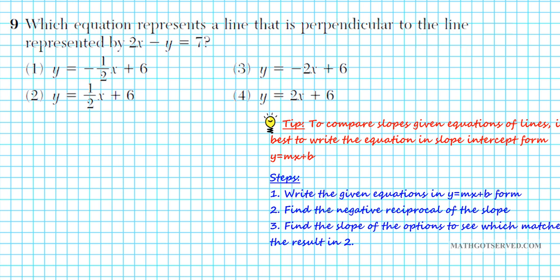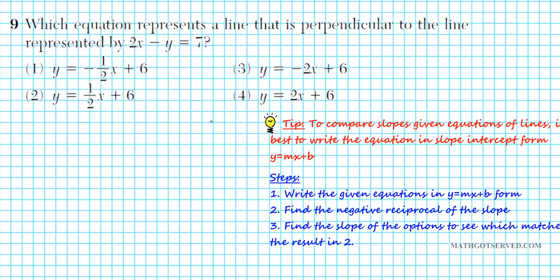Now the steps are as follows. First, we're going to write the given equation in y equals mx plus b form. Notice it is in standard form. We're going to change it into slope-intercept form. And then we're going to find the negative reciprocal of the slope. Why are we looking for negative reciprocal? Because if two lines are perpendicular, the slope of the first line is a negative reciprocal of the slope of the perpendicular line.